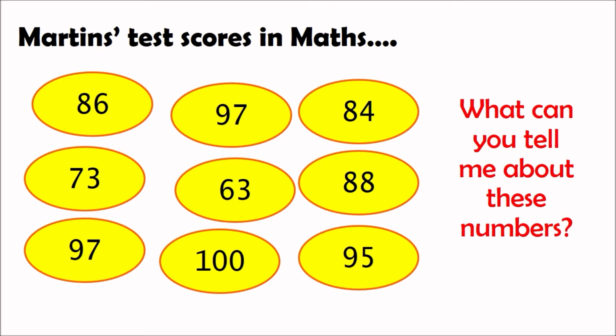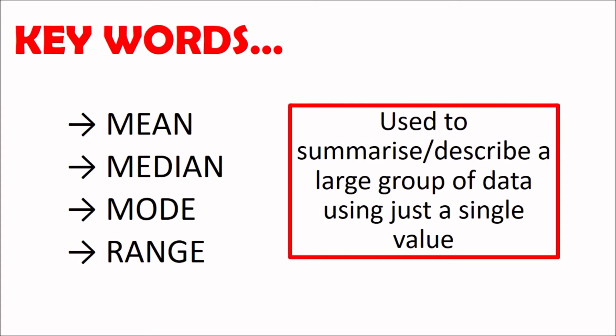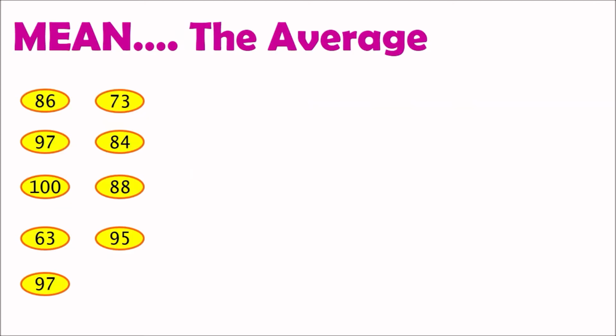So you may not have been able to think of anything, but that's fine. What we're going to do is look at the mean, median, mode, and range. So this is where we find something special about those numbers. These are used to summarize or describe a large group of data using just a single value. So we're going to go through the 4 of these keywords here, starting with the mean, which is the average.